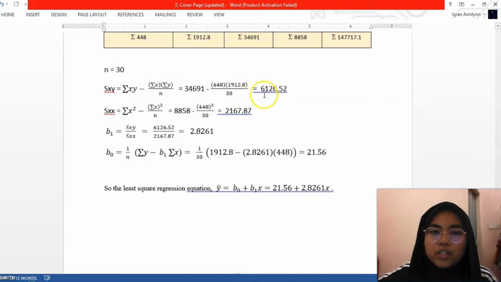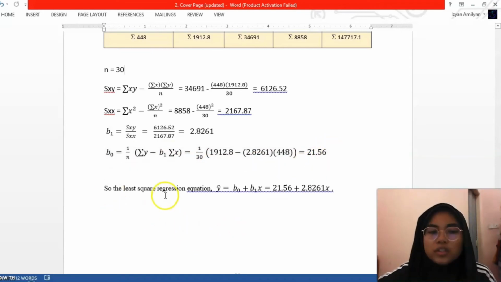The final value is 6126.52 over here. So this is the formula for sum of x squared, and the final value is 2167.87. So this is the formula for b1 equals sum of xy over sum of x squared. The final value is 2.8261. So this is the formula for b0, I guess.